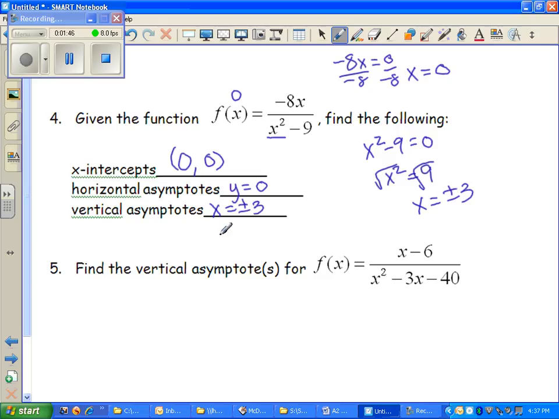Remember, if they asked you for the domain and the range, the domain would be all real numbers except when x is equal to positive and negative 3. And for the range, it would be y equals all reals except for y equal to 0.